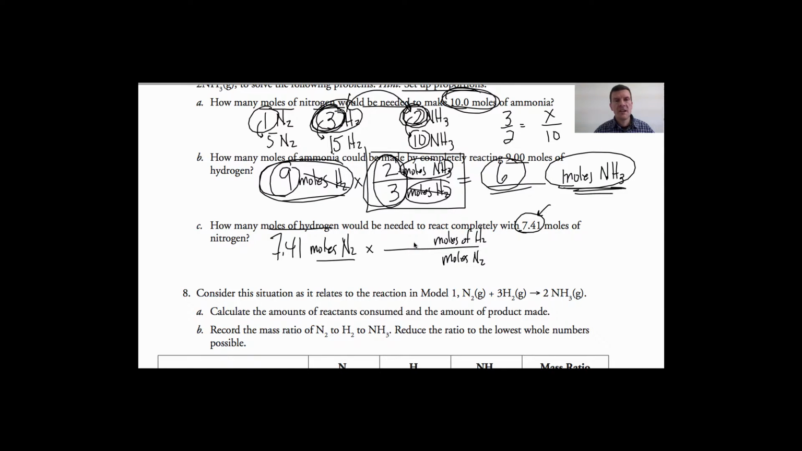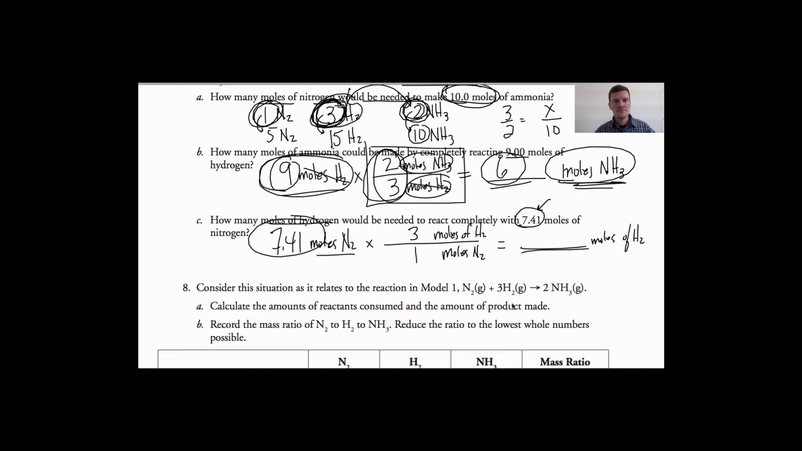I just fill in now the coefficients to find my mole ratio. How many moles of hydrogen react with how many moles of nitrogen? It is a 3:1 ratio. So that tells me I multiply by 3/1, and that's going to give me my number of moles of hydrogen. So on your calculator, you can take 3 times 7.41 and get your value there.